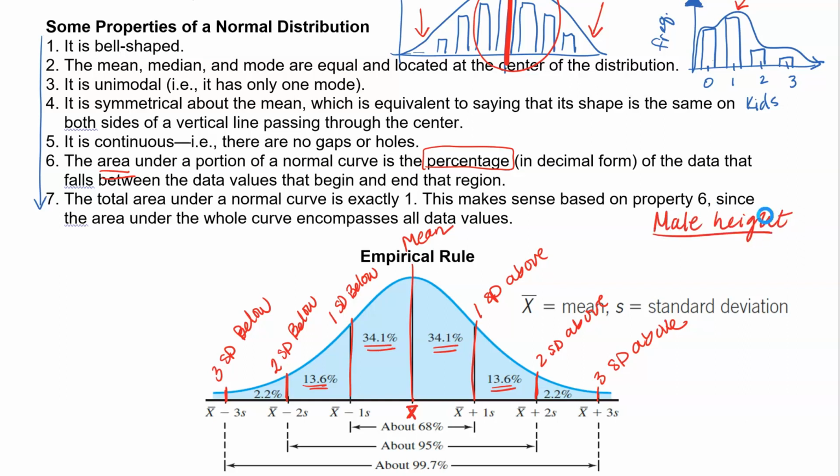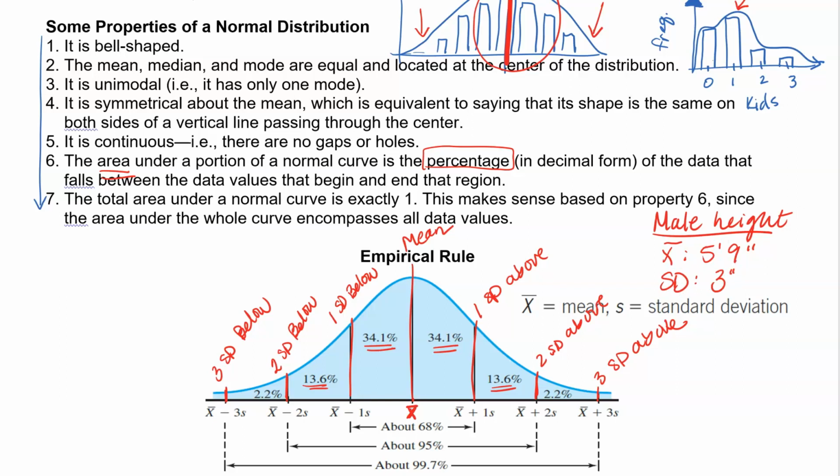Okay, the average male height, and I'm just going to round to make this simple. So the average male height in the United States, so X bar, is 5 foot 9 inches. And the standard deviation for male height is about 3 inches. It's actually 2.8, but I'm going to round to 3 just to make this simple.